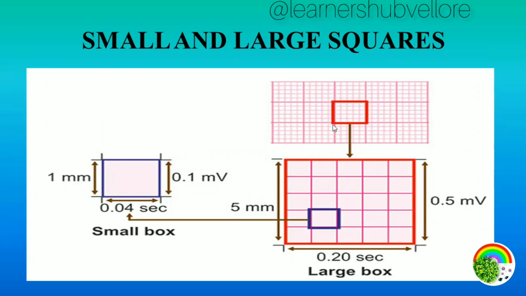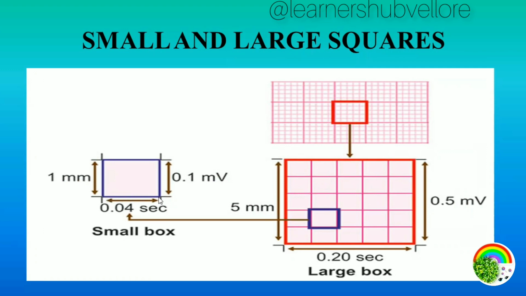So here we saw that horizontal and vertical lines are present in an ECG paper. Let us zoom out one part. If we zoom out, we can see a very big, large box. Altogether there are 25 small squares inside one big square. First, let us take one small square and see about that.